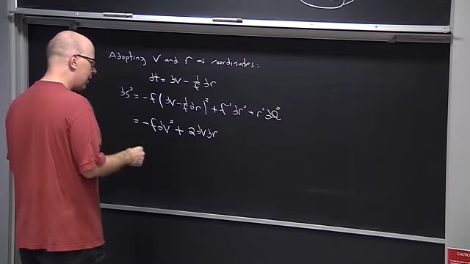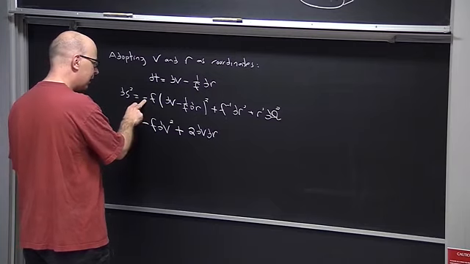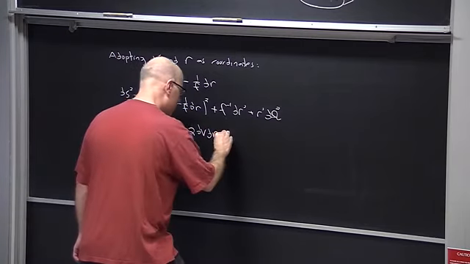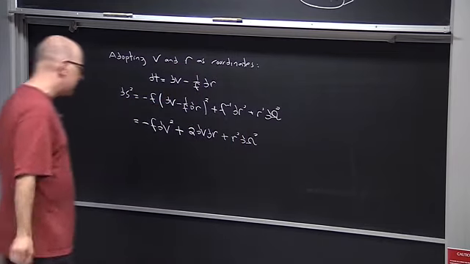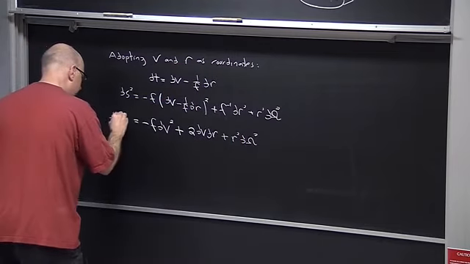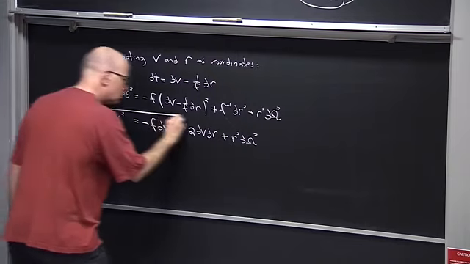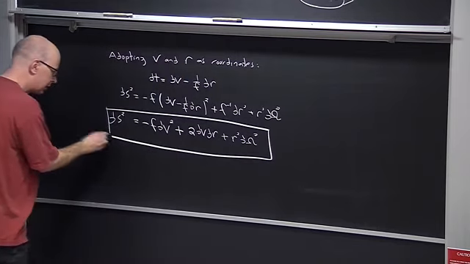Yeah. So the dr squared terms do cancel out. So we get a minus sign here. We get a plus sign here. So there's no dr squared term. And we get our new metric in the new form, which looks like this.